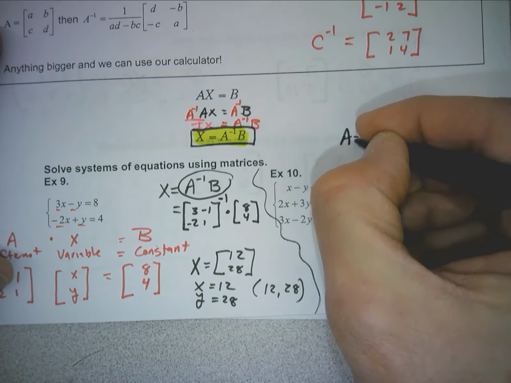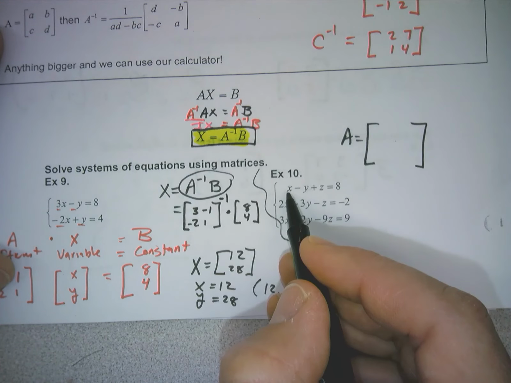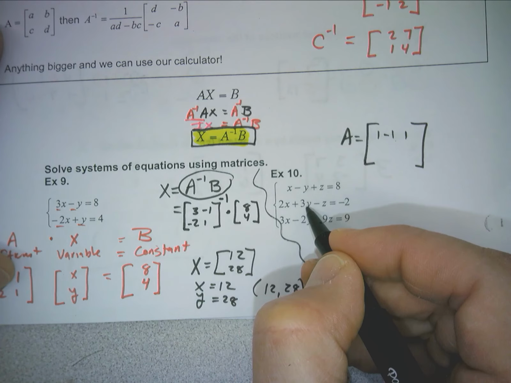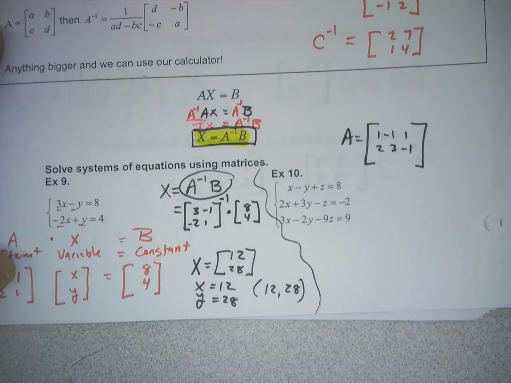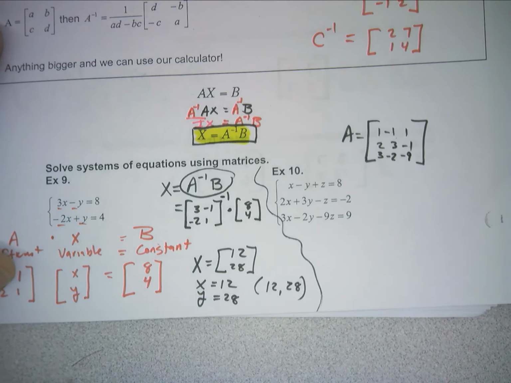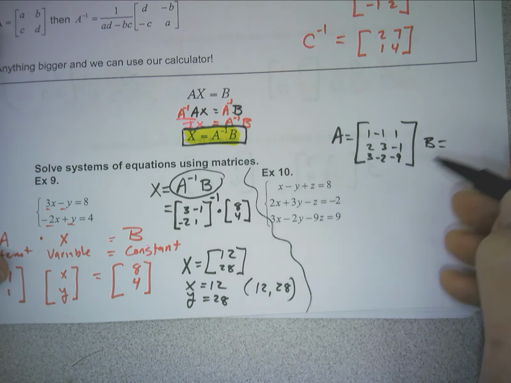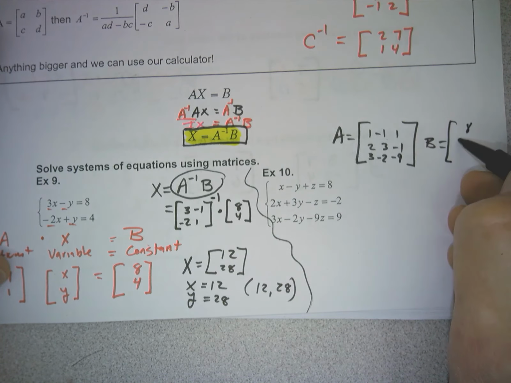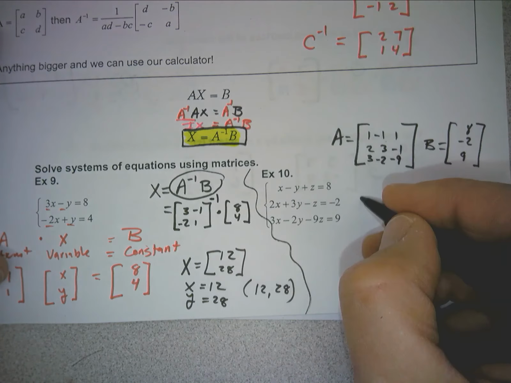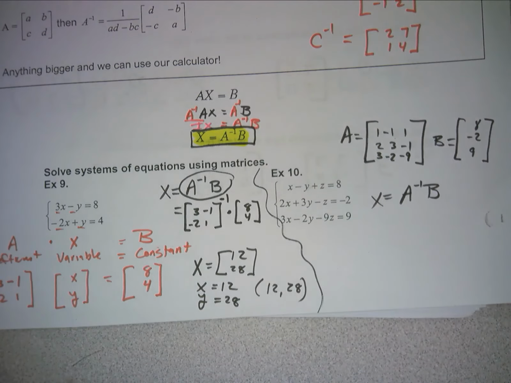So I'm going to show a little work. I'm going to throw in matrix A, all my coefficients. So I just go down 1, -1, 1. My next set of coefficients I've got are 2, 3, and -1. And the last one I've got is 3, -2, and -9. Matrix B is all my constants. I've got 8, -2, and 9. And now if I want to solve this thing super fast without having to do any elimination or substitution, I'm going to do A inverse B.